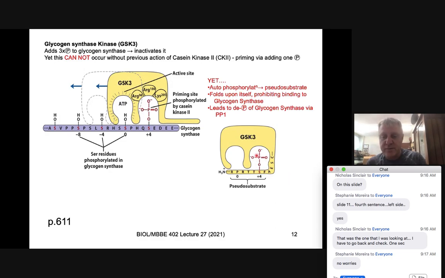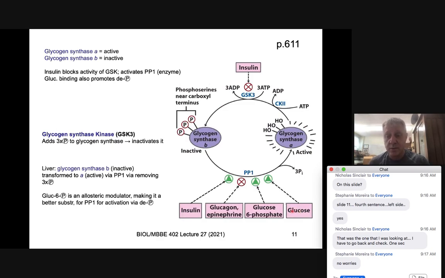So if we dephosphorylate this, obviously it opens it back up and allows it then to bind to the glycogen synthase substrate only if the glycogen synthase substrate has that priming phosphate position on it. So again, we now have 3 steps of regulation occurring in this particular enzymatic system. We have autophosphorylation, we have priming phosphorylation, and we have also the requirement of the substrate, as we have seen here with glucose and glucose 6-phosphate, as well as insulin.